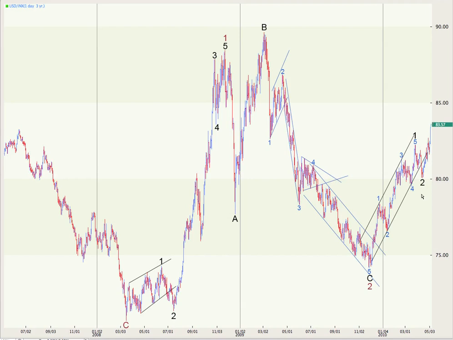For the upside target for primary wave 3 in its entirety, I have about 102.87, and that's where primary 3 will reach 1.618 the length of primary wave 1.